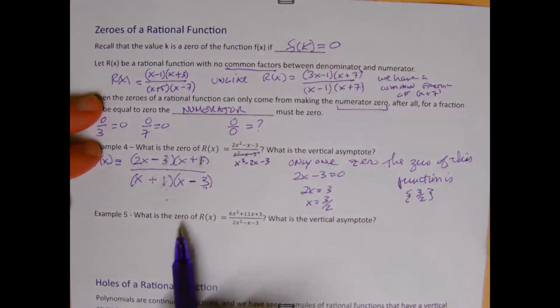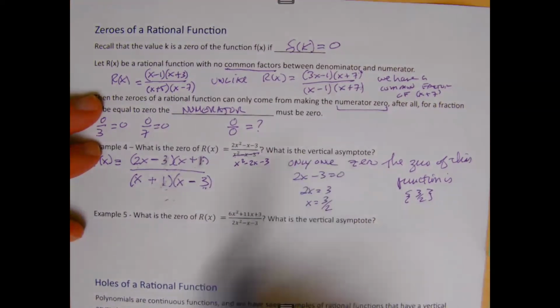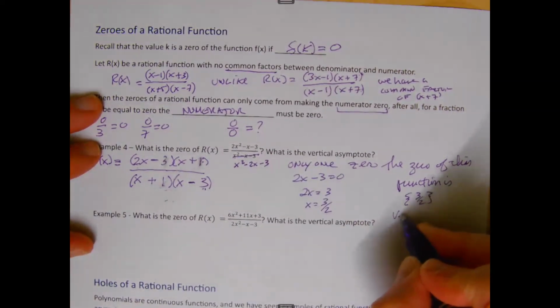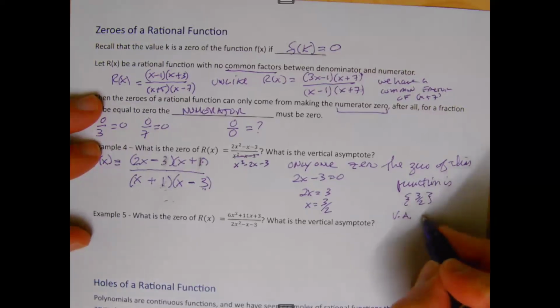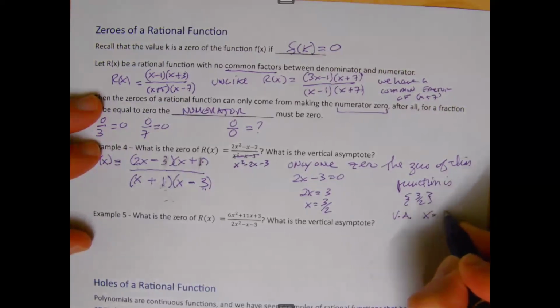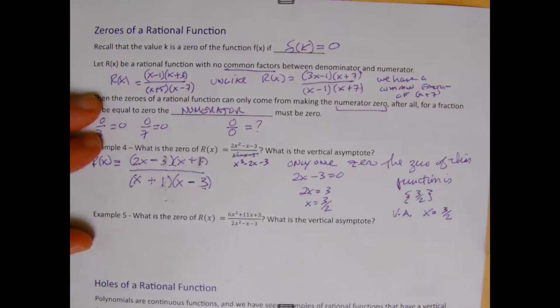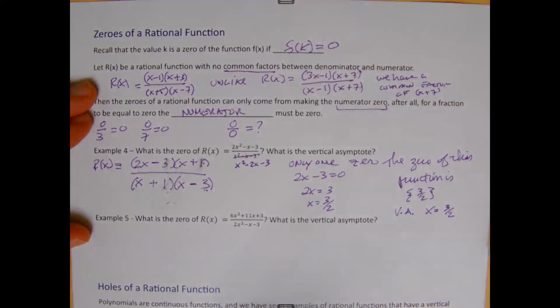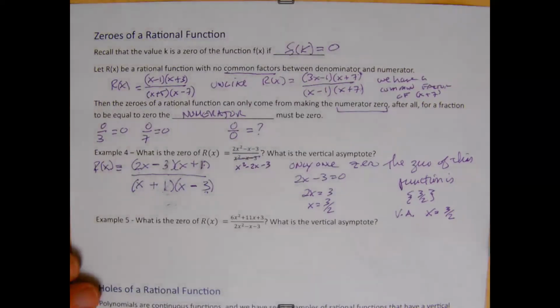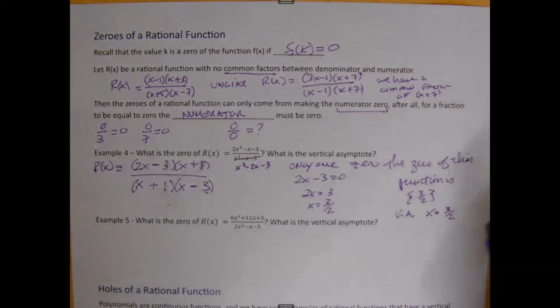Okay, what is a 0 and what's the vertical asymptote of this function? The vertical asymptote, I'm going to call VA, is x equals 3/2. So this has a vertical asymptote at 3/2. That's where it's located. All right. Oh, sorry. What is the vertical asymptote? That's not correct.